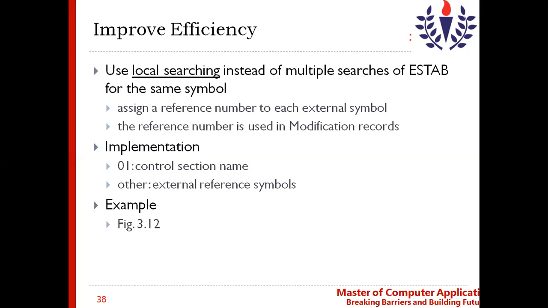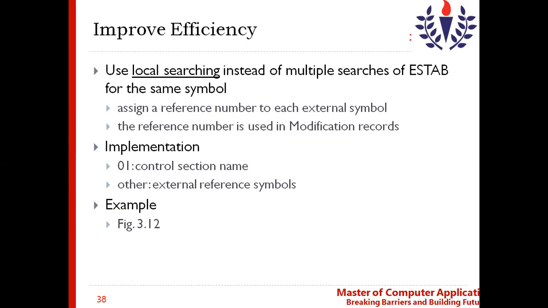So instead of using the name, suppose we have an option to assign a reference number to each and every symbol, then it will improve the efficiency of the searching. So the searching will be efficient. In order to make it efficient, instead of using the symbol name, we can go with the reference number. The reference number can be used in the modification record also.